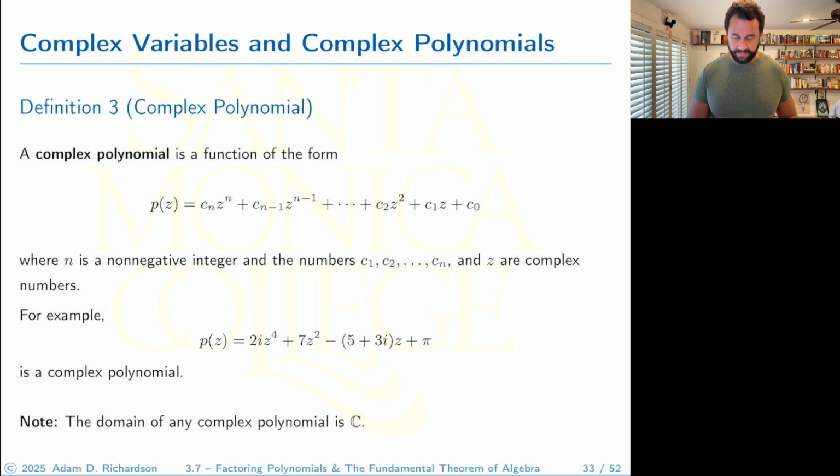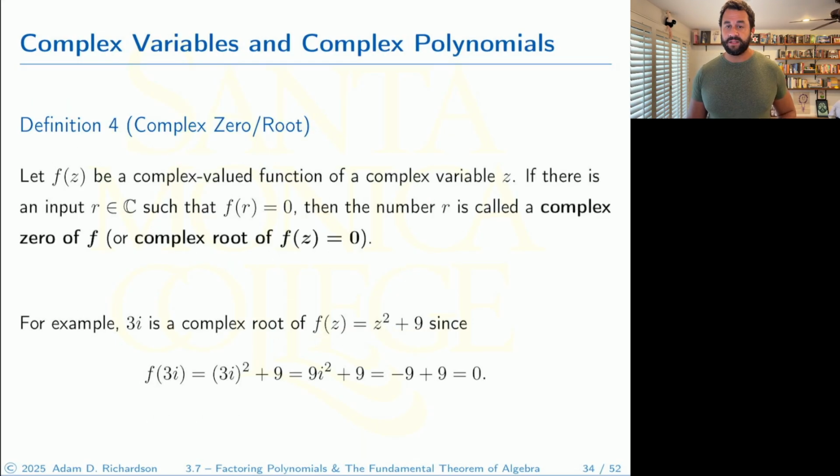All right. Okay. Now, similarly, we have something that is called a complex zero or a complex root. So if we've got a complex valued function of a complex variable z, if there is a complex number r that makes this function evaluate to zero, then we call that a complex zero of the function, or we call it a complex root of that zero equation right there.